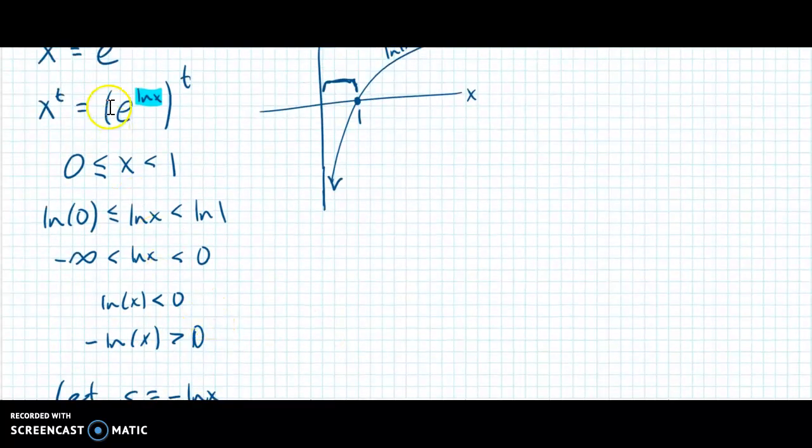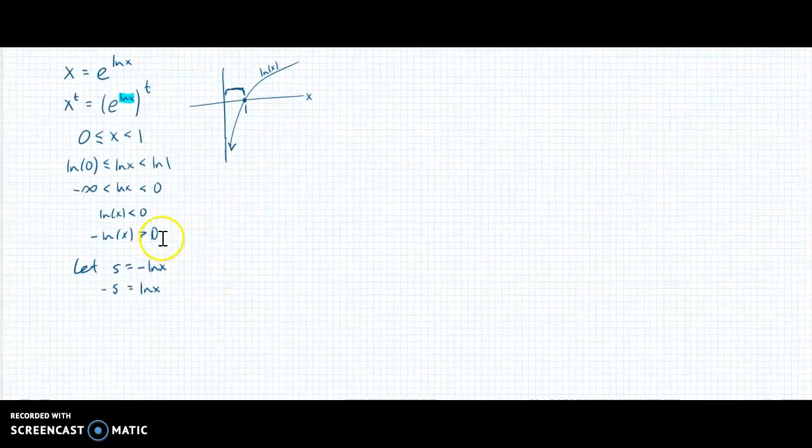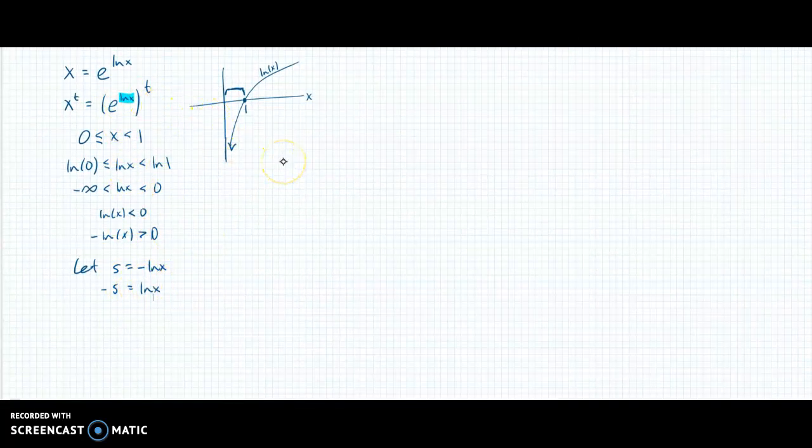Why do I do that? Remember, this ln was going to get replaced with something, to make it so that this thing is then integratable with this t here. So if I let s be negative ln of x, then, let me zoom out a little bit here. In that blue up there, I'm going to take ln of x and replace it with s right there. So I get x to the t is equal to e to the ln of x, which is negative s, raised to the t. Well, that, by exponent rules, tells me that x to the t is just equal to e to the negative st.